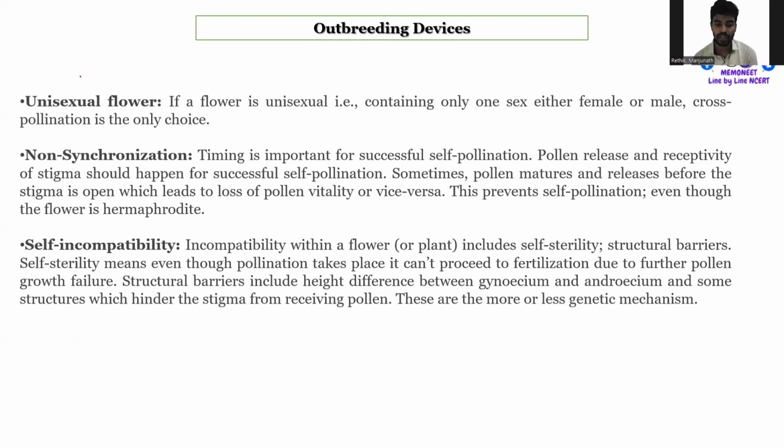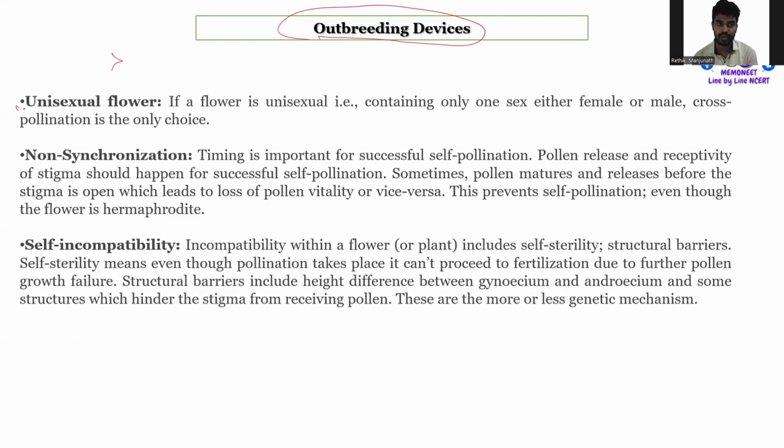When self-pollination happens, it leads to inbreeding depression. So to overcome this, there are certain devices in the plants called outbreeding devices. It's a kind of mechanism.